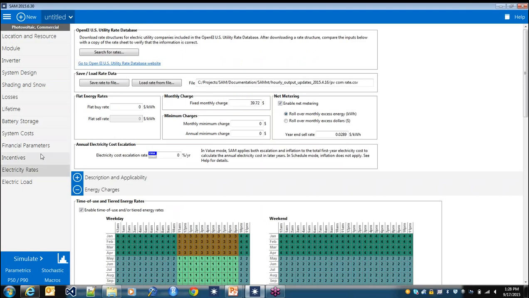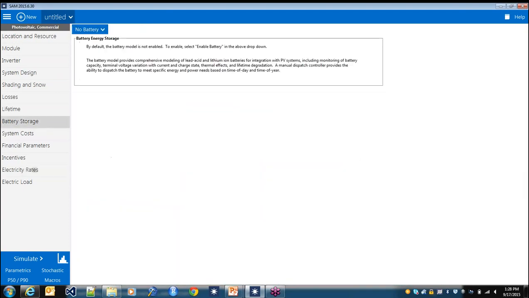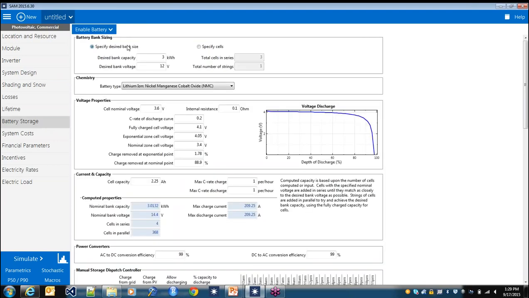So let's go ahead and start looking at the battery page. We're going to enable the battery, and here you see some of the inputs that you saw on the slides. The first thing we want to do is consider roughly how large of a battery system we want. For this case, let's just say 50 kilowatt hours.